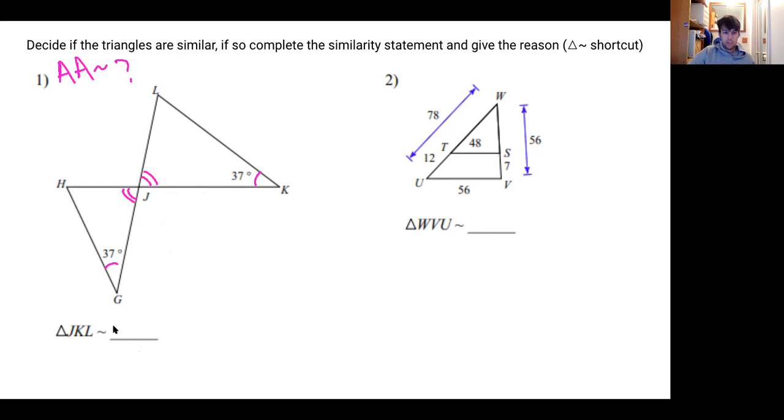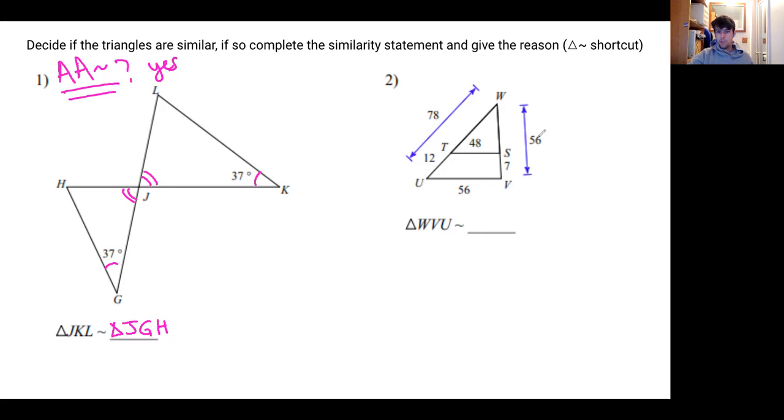So let's go ahead and finish this triangle similarity statement. We have triangle JKL, so that's this one up here. It is similar to, well, J corresponds with J because those two angles are congruent to one another. K corresponds with G, and so that means that L should correspond with H. Again, use those angles to help you out there. So this one is yes. They are similar. It's angle-angle similarity. And there is our similarity statement.